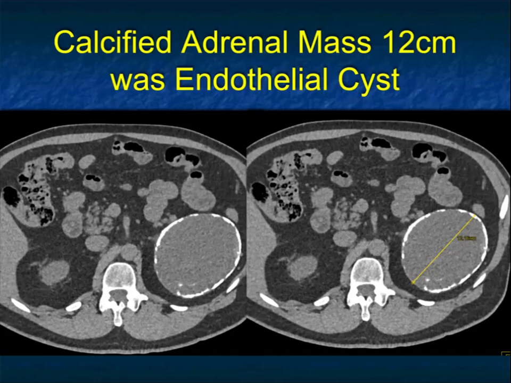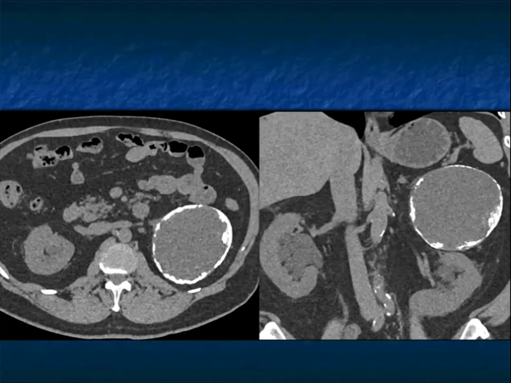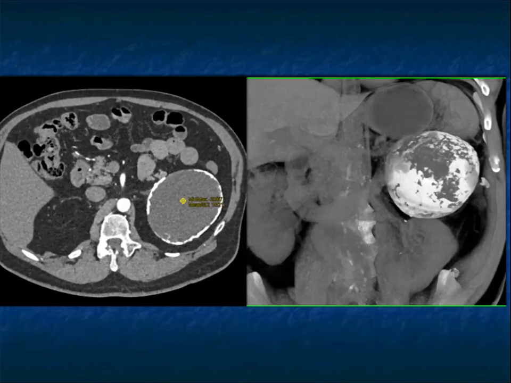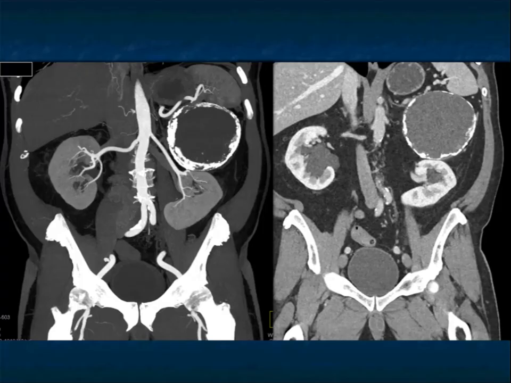But it was large, the patient had some vague pain, and this was removed laparoscopically, and it was a calcified adrenal lesion, which was an endothelial cyst, a classic benign lesion of the adrenal gland. But again, look at that really nice coarse calcification. The image on your right is with volume rendering. I'm always impressed how those images kind of look like the globe of the world. But again, coarse calcification, I think the best you could say it's benign.